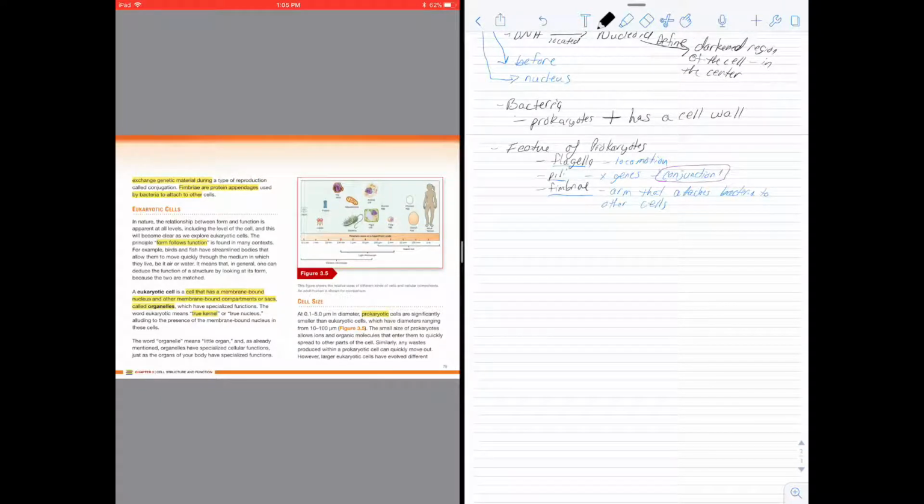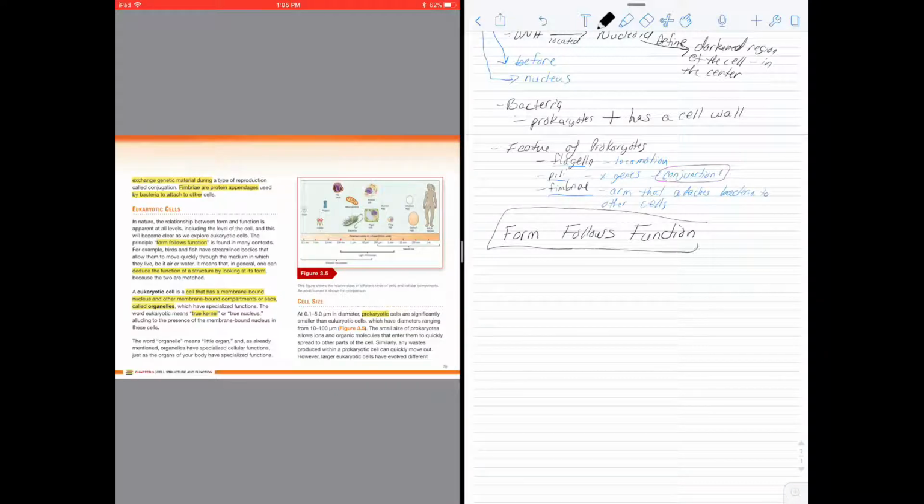Birds and fish have streamlined bodies. In general, one can deduce the function of a structure by looking at its form. Okay, so there's a lot of information in that paragraph, but most of it isn't really important. It's explanatory. It's helping you understand the concept, but it's not necessarily something you need to rewrite. But something that is important is what the concept was. So, form follows function. Okay, and if you can remember what that means, you don't need to write down anything else.